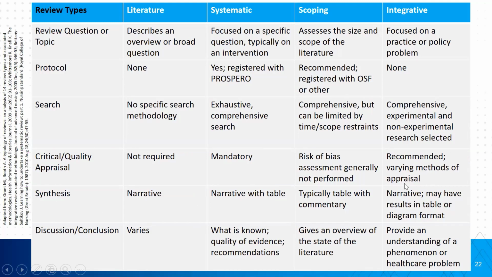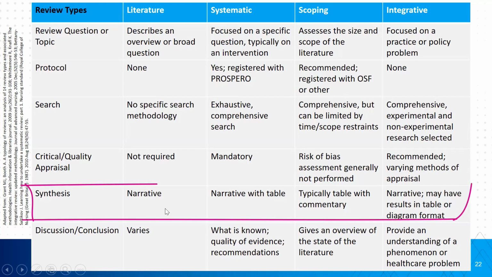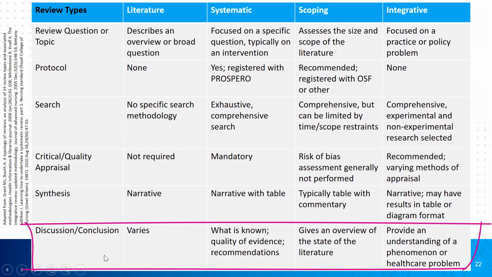You are typically going to be synthesizing what you have found out in a narrative way, and the discussion and conclusion can vary very widely in a literature review, whereas systematic reviews talk about what is known, the quality of evidence that they found, and recommendations for future research. Scoping reviews give an overview, and integrative reviews provide an understanding of the healthcare issue they were looking at.